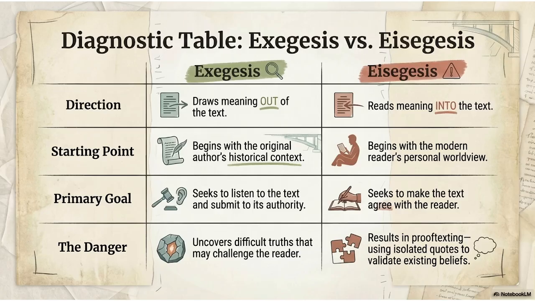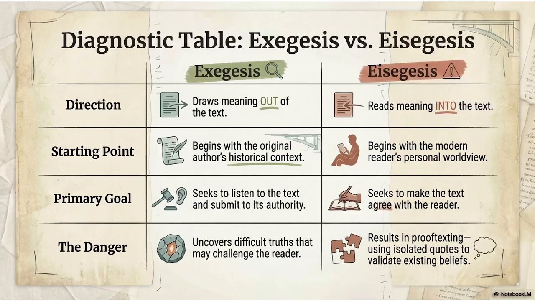Okay, and the other one, eisegesis. Eisegesis is the exact opposite. It's reading your own preconceived ideas into a text. You start with your modern perspective, and you try to force the ancient document to agree with you. It leads to this thing called proof texting. Proof texting. That's like when people just cherry pick isolated quotes to validate whatever they already believe. Yeah, exactly. You ignore the context and just find a sentence that sounds like it supports your agenda.